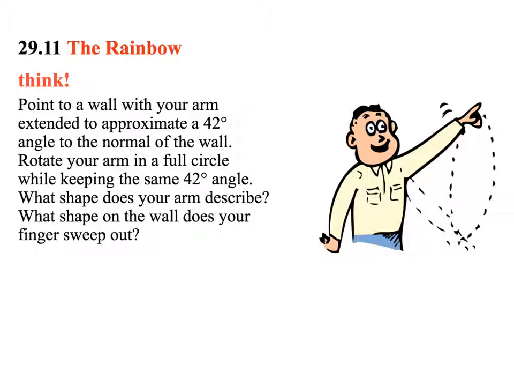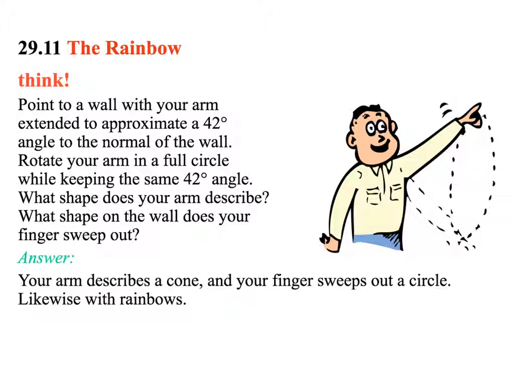Point to a wall with your arm extended at approximately a 42-degree angle to the normal of the wall. Rotate your arm in a full circle while keeping the same 42-degree angle. What shape does your arm describe? What shape on the wall does your finger sweep out? Your arm describes a cone and your finger sweeps out a circle. Likewise with rainbows.